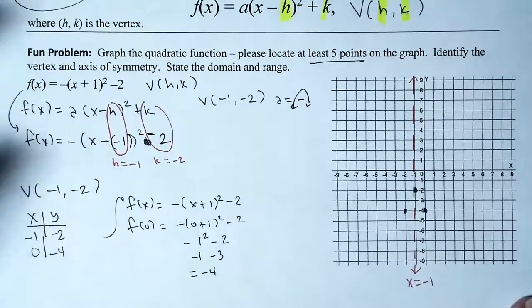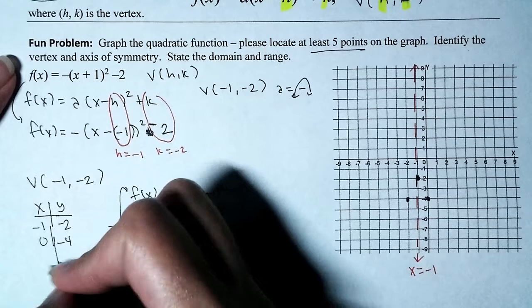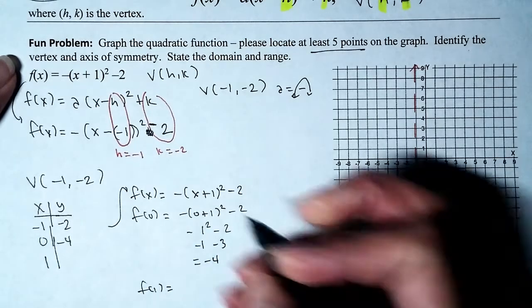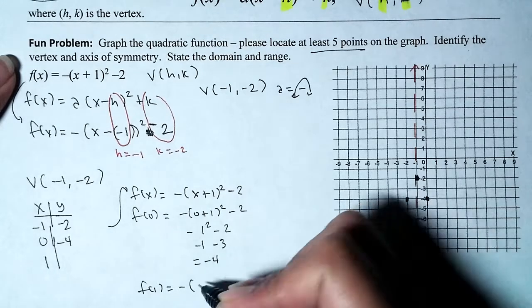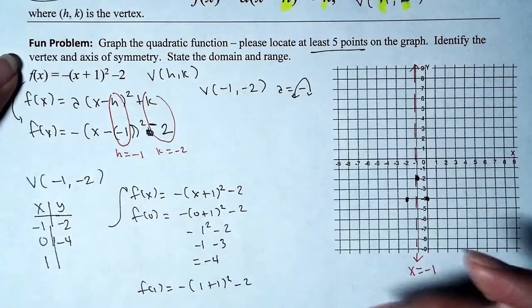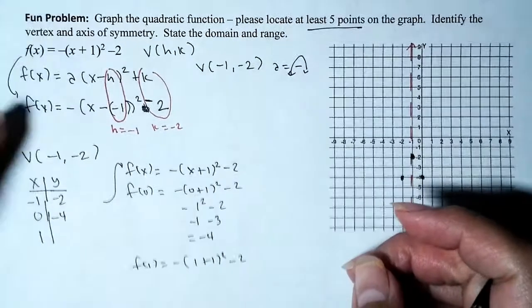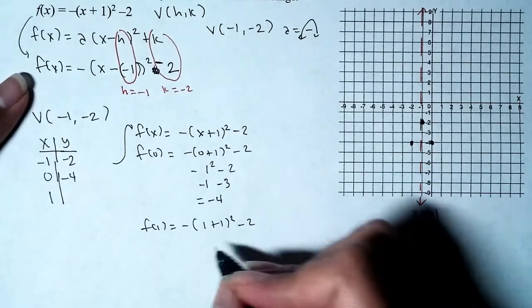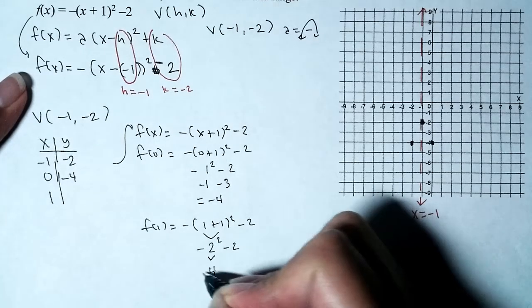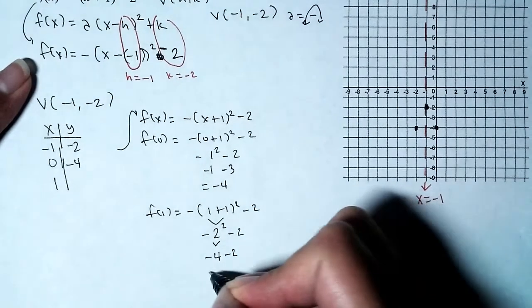So when x is 1, go ahead, put it right here. Let's go ahead and find f of 1. That will leave us with negative the square of x plus 1, less 2. The sum of 1 and itself is 2. The square of 2 is 4. And the difference gives us -6.